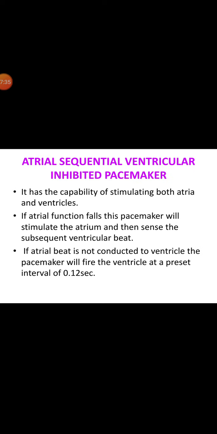And next let us discuss about the atrial sequential ventricular inhibited pacemaker. It has the capability of stimulating both atria and ventricles. If atrial function fails, this pacemaker will stimulate the atrium and then sense the subsequent ventricular beat. If the atrial beat is not conducted to the ventricle, the pacemaker will fire the ventricle at a preset interval of 0.12 seconds.